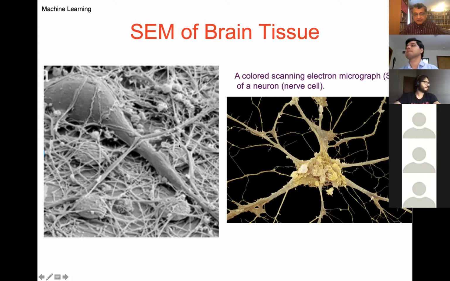And there are all these other axons going out here, right? Axons going out. And then there are all these dendrites coming in and touching this cell here. All kind of complicated connections. It's not very simply describable. Okay, so this is what a colored scanning electron micrograph looks like.